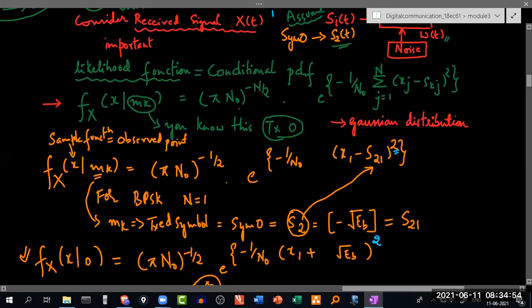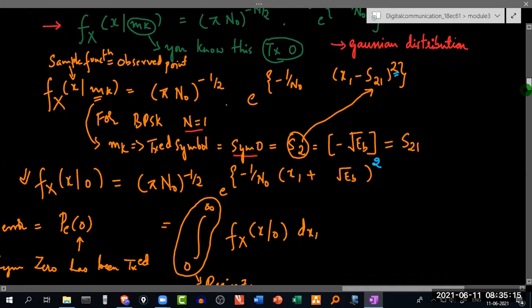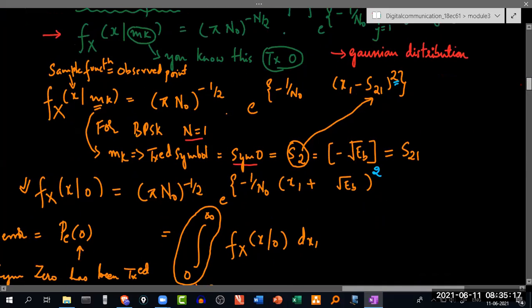And let's try to bring this equation down to our BPSK. For BPSK, the dimensionality value n is equal to 1. And here the transmitted message symbol mk is equal to symbol 0. So I can replace mk with 0 and substitute n equal to 1. After substituting that, I'll be left with this equation.